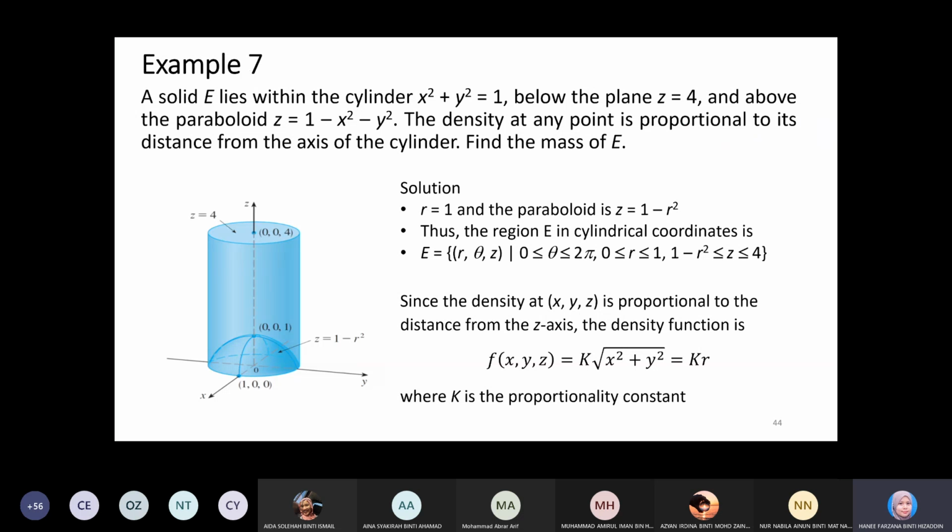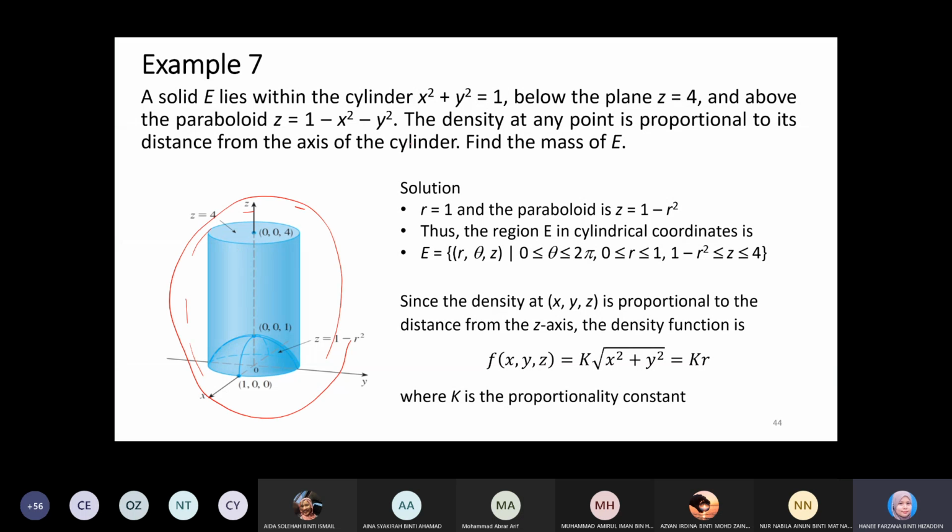Okay, so let's do example 7. This is where you can see why we need to do triple integral instead of just sticking with double integral. With a double integral, you can calculate the volume, but with a triple integral, you can calculate the mass, assuming that this is your solid, the given solid here.